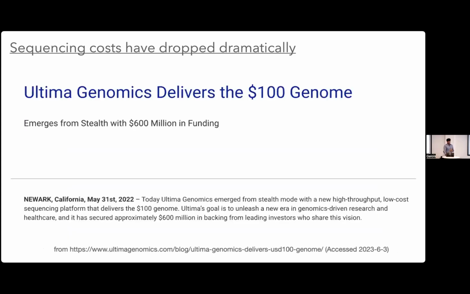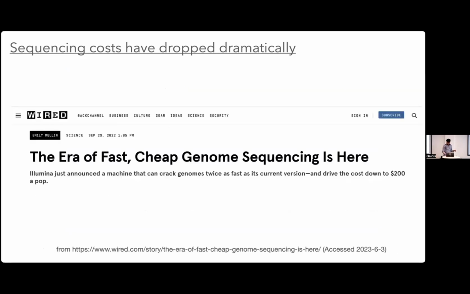So much so that there's a startup, Ultima Genomics, that last year announced the $100 genome. I don't think that their technology is right now commercially available. Perhaps feeling some pressure, market leader Illumina announced a $200 genome a few months later. I'm sure that makes sense.